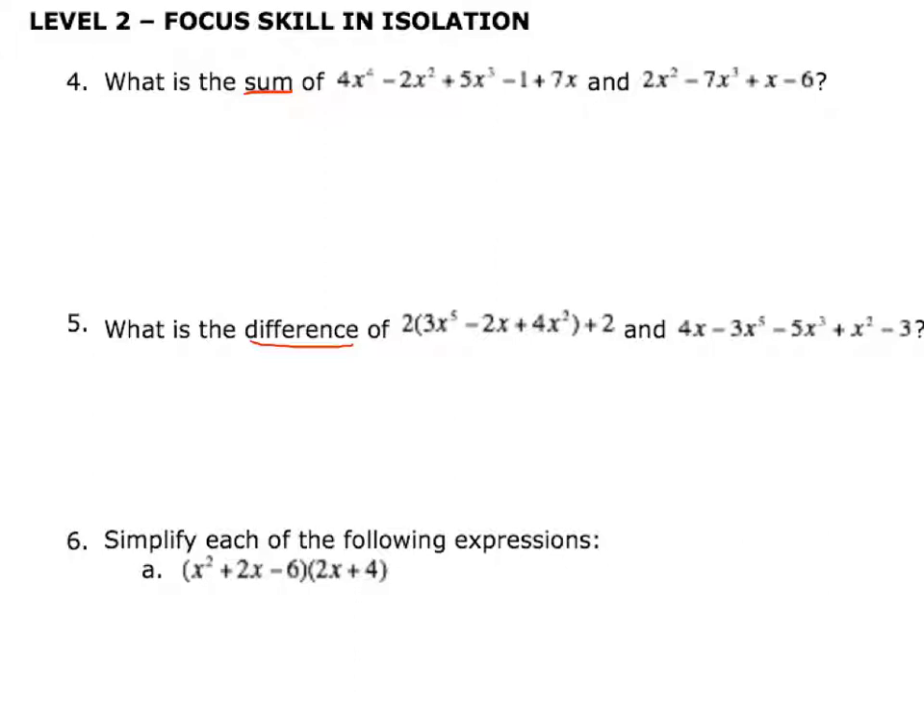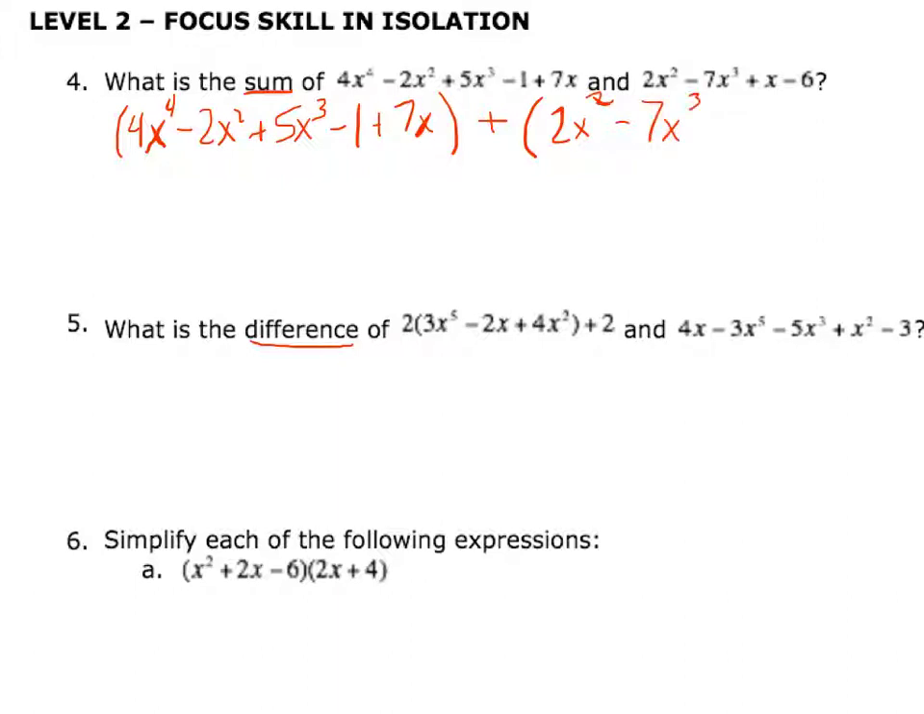So here, number 4 is set up similarly to number 1, where you're just going to go ahead and do 4x to the 4th minus 2x squared plus 5x cubed minus 1 plus 7x, and add that to this second expression here, 2x squared minus, sorry, that's a 2, 7x to the 3rd plus x minus 6. Fix that too. There we go.